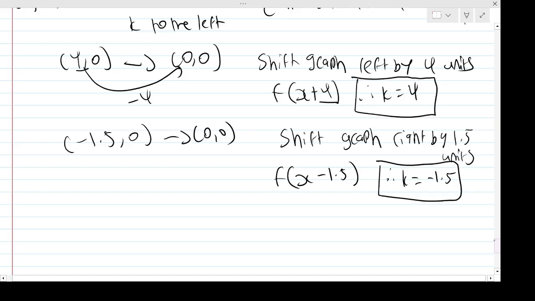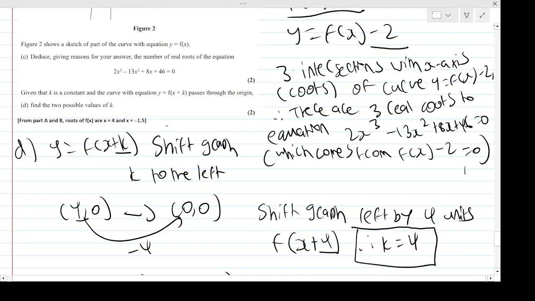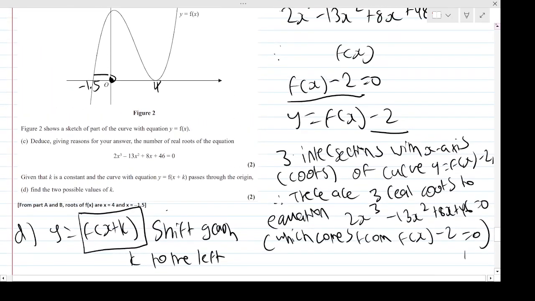So those are our two values of k. There we are. Cool. So those are the two values of k that I can put into this new function to shift the original curve f of x, in order for that new curve to pass through 0, 0, which is what the question's saying. Okay, cool. So that's translations.